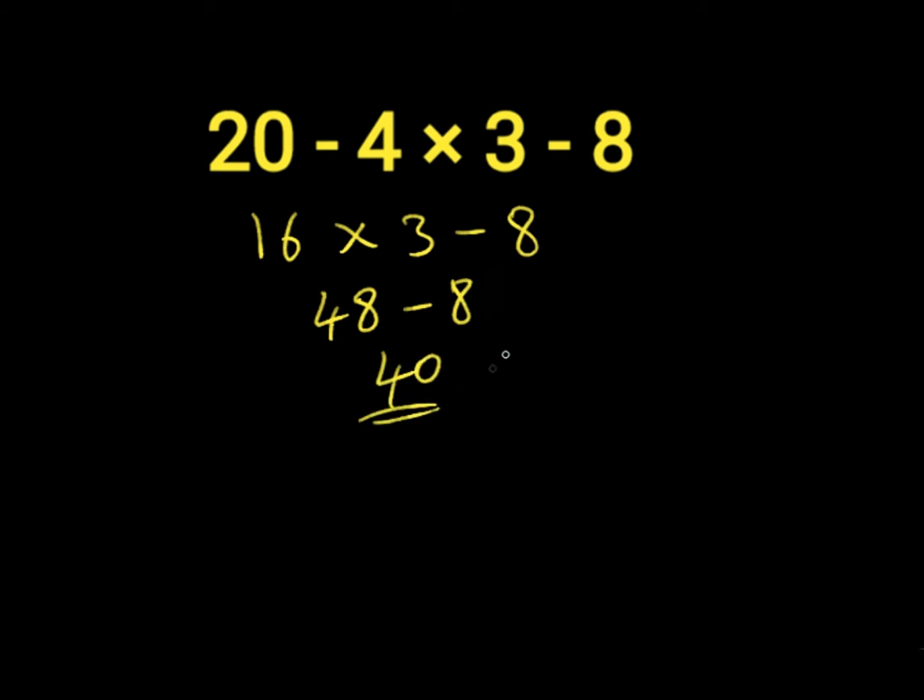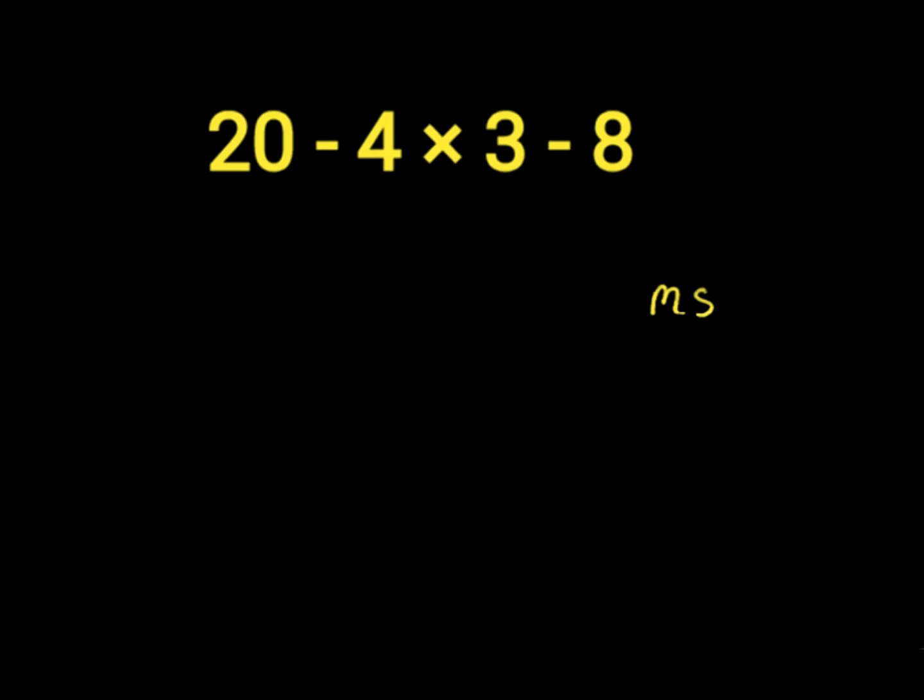This answer is wrong because we did not work with the order of operation. According to the order of operation, multiplication comes first before subtraction. So we solve our multiplication first. Let's solve the right answer to this expression.